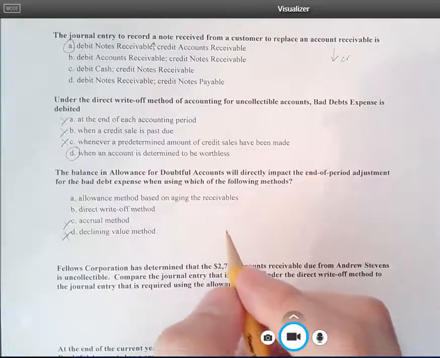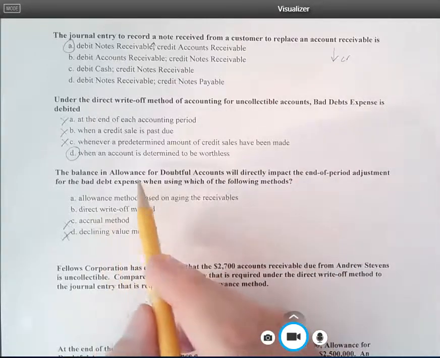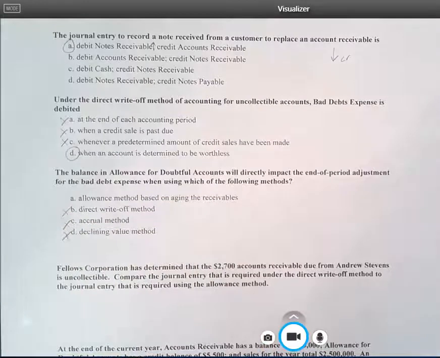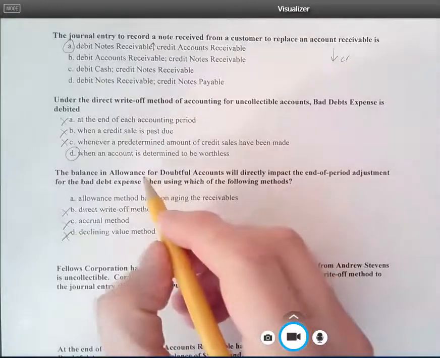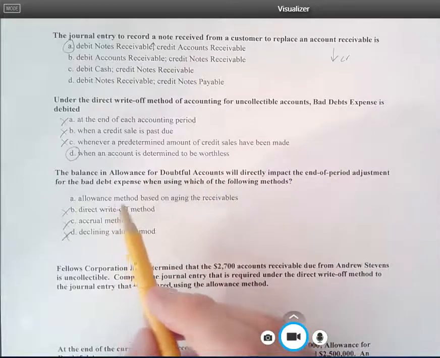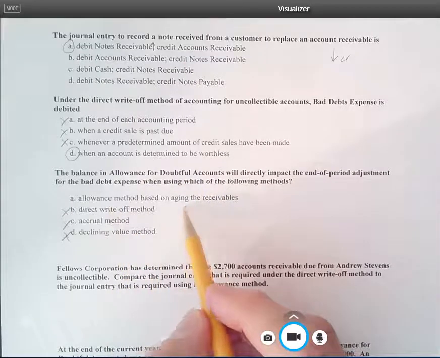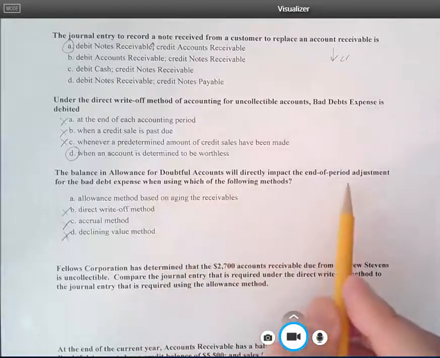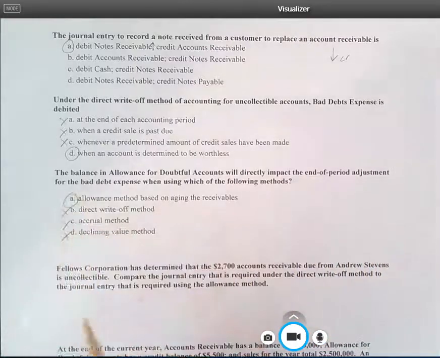So here's the thing. When we use the direct write-off method, we don't have an allowance for doubtful accounts. So we can eliminate that. Remember, we said that with the direct write-off method, our receivables are such an insignificant amount that we don't really feel the need to adjust them until such time we don't show a net amount. We do, however, with this allowance for doubtful accounts. And so when we have an allowance method based on some type of aging analysis, we would have an end of period adjustment. So A is our correct answer.